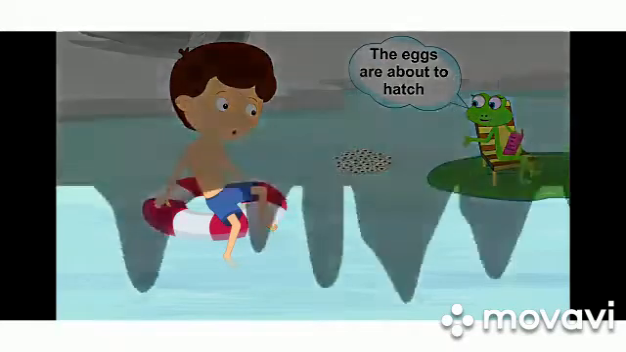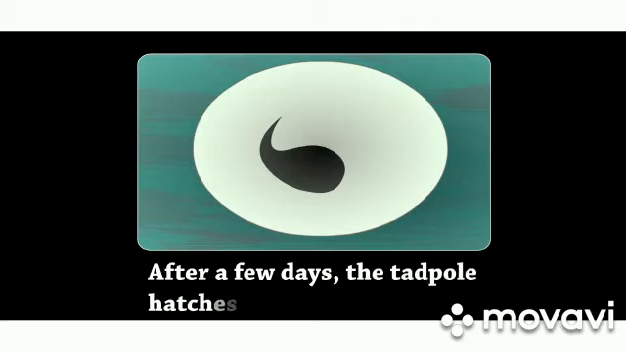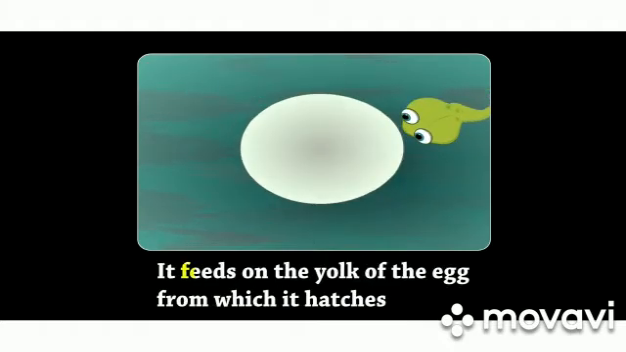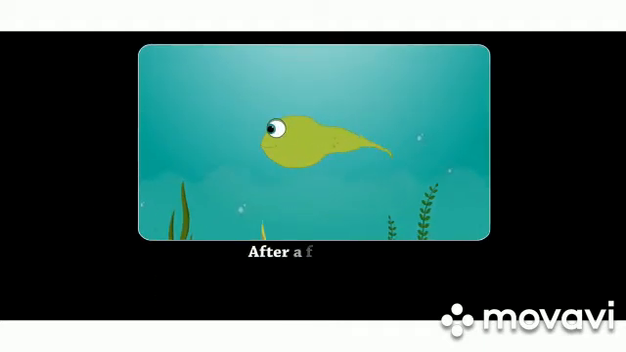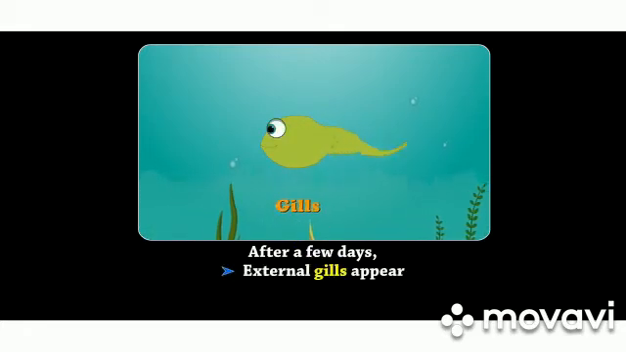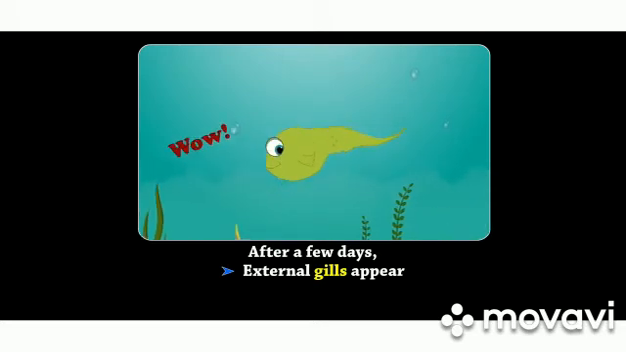So, after a few weeks, the eggs are about to hatch. This larval stage of the frog egg is called a tadpole. And this tadpole will feed on the yolk of the egg from which it hatches. And it looks exactly like a fish. Gills will appear on the body, and the tail will start elongating, and fins will also start coming.